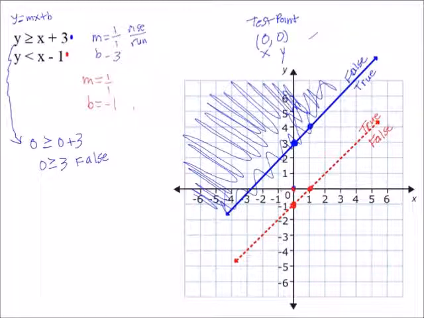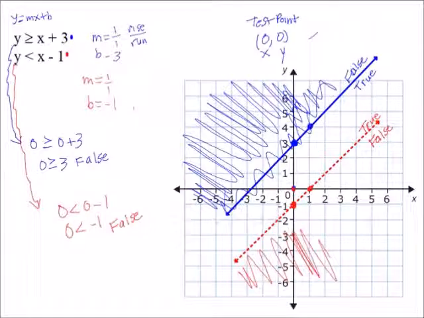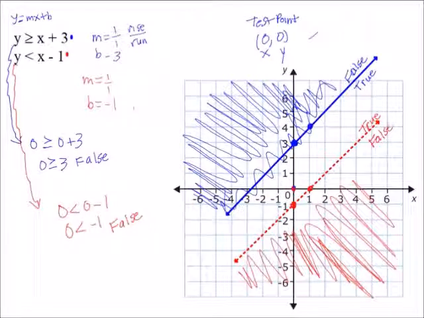Okay. And then in red, same thing. Okay. So here's my test point. And let's do this one right here. So 0 is less than 0 minus 1. 0 is less than negative 1. That is false. Okay. So here's the false side of the line.